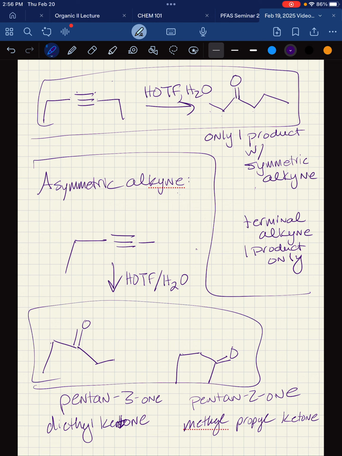So both of these would be products. They would be easily formed, both of them. One of them may be more thermodynamically stable than another. You might get more of one than the other. That's something we would have to either look up, or you'd have to do an experiment to determine which was which. So if we see here with the asymmetric alkyne that we're going to get 2 distinct products. All right, and that's all we have for Markovnikov addition of water to alkynes. So we're going to get a ketone when we do this reaction.